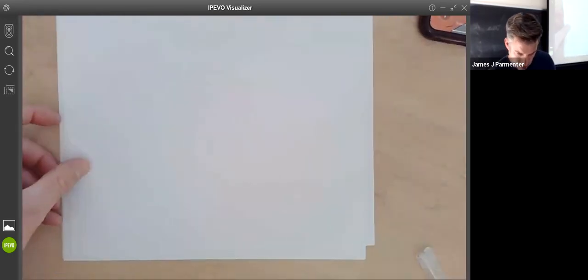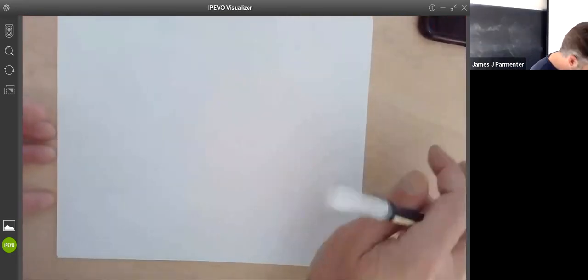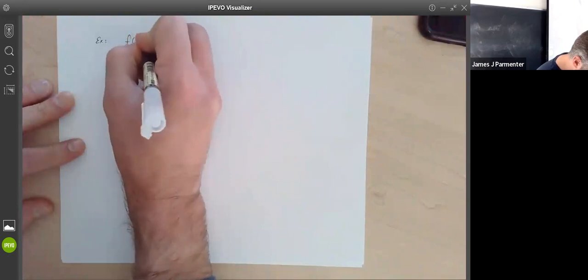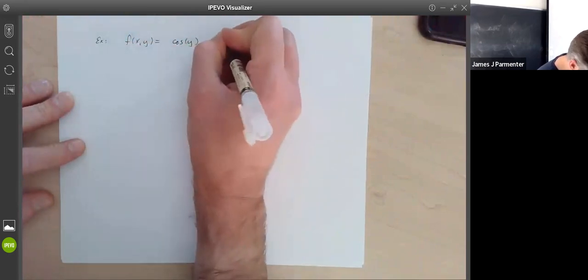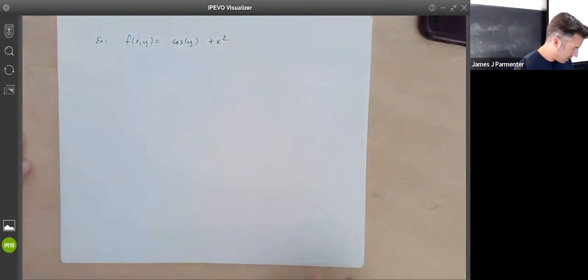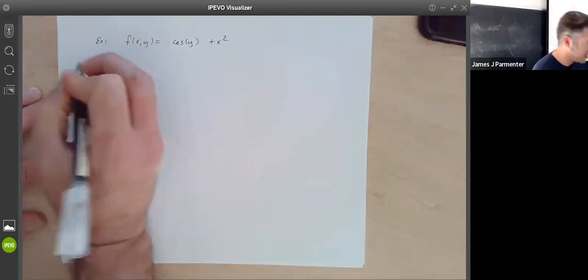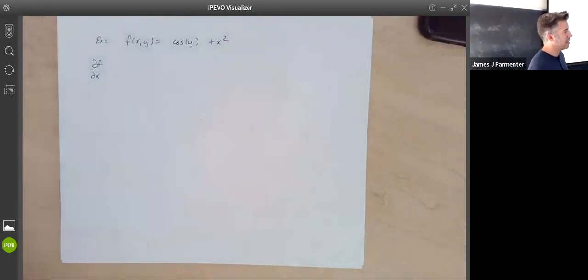So let's look at some examples in these last 5 minutes. Let's say we have f of x y equal to cosine of y plus x squared. We want to find first del f del x. That's what that curly d looking thing is. It's called del, D-E-L-L. If you write a d accidentally, no one's going to care. But it is a curlier looking d.